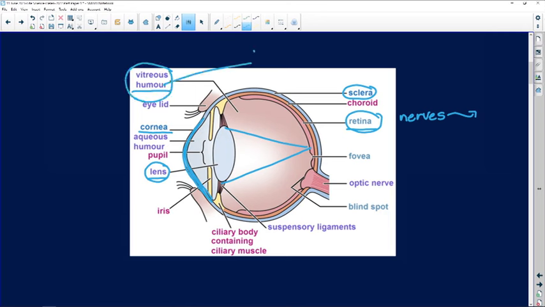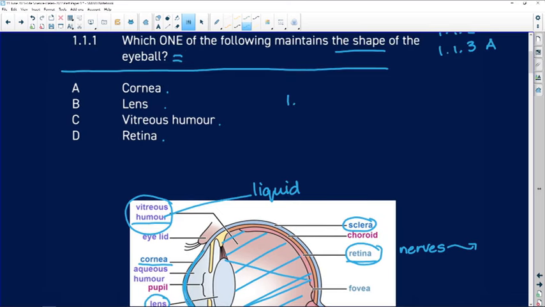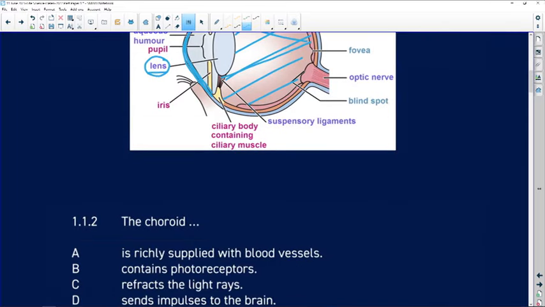Now, vitreous humor is in fact a liquid, a jelly-like liquid, and it fills the back chamber of the eye. The reason that it is transparent is so that light can move through it without being distorted. But the other purpose of that vitreous humor is to act almost like a hydrostatic skeleton and maintain the shape of the eyeball. So if we go back to our question, we know that the answer for 1.1.1 should be C, vitreous humor. I hope you got that.